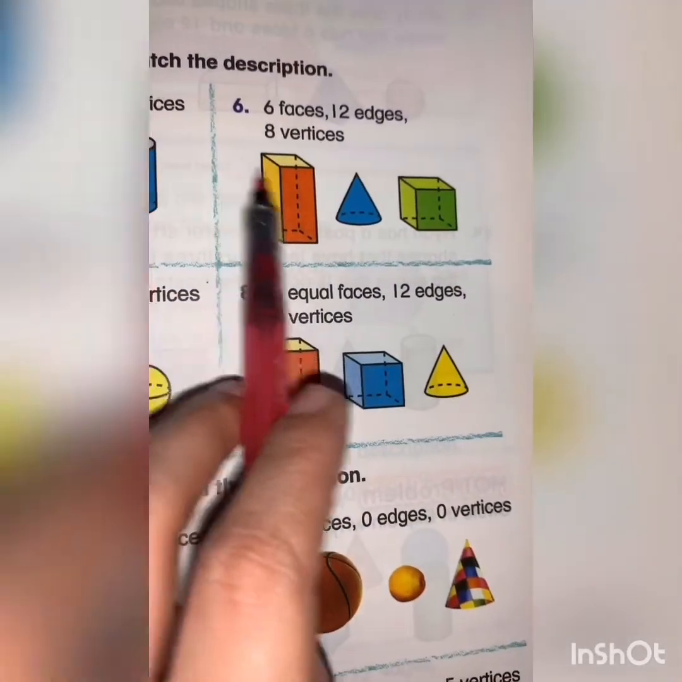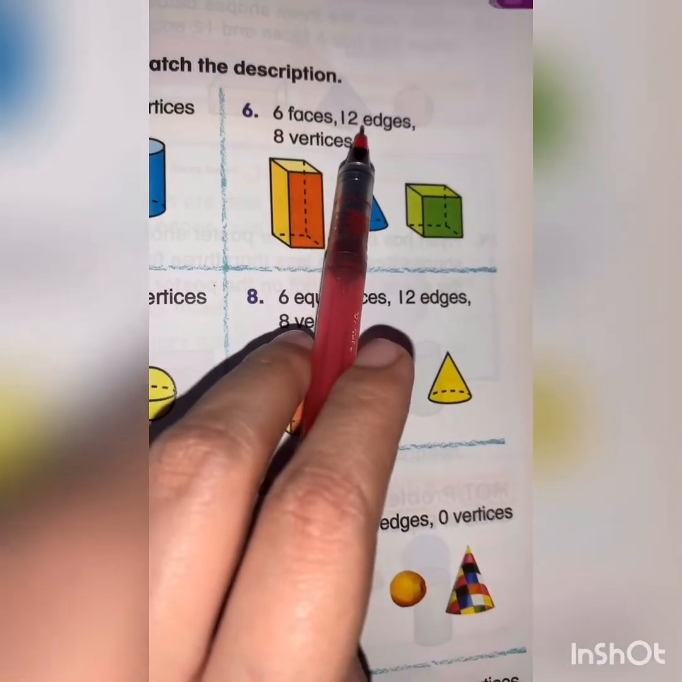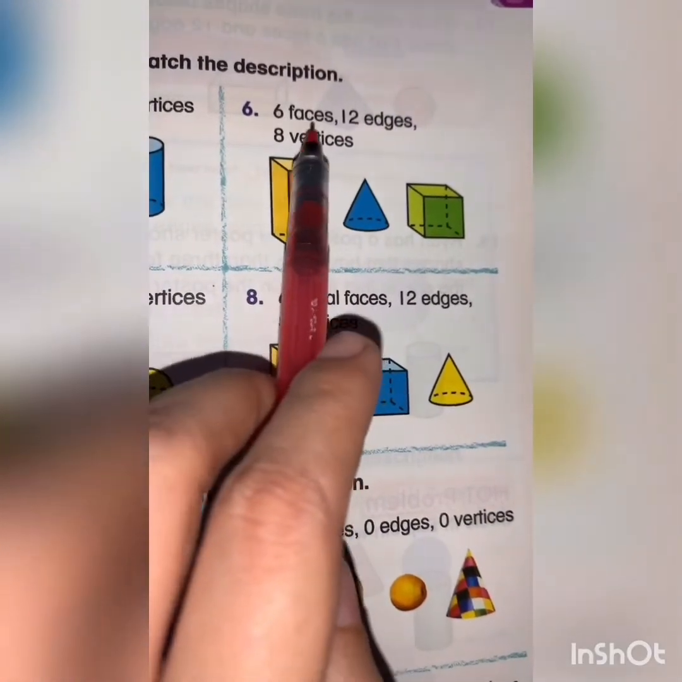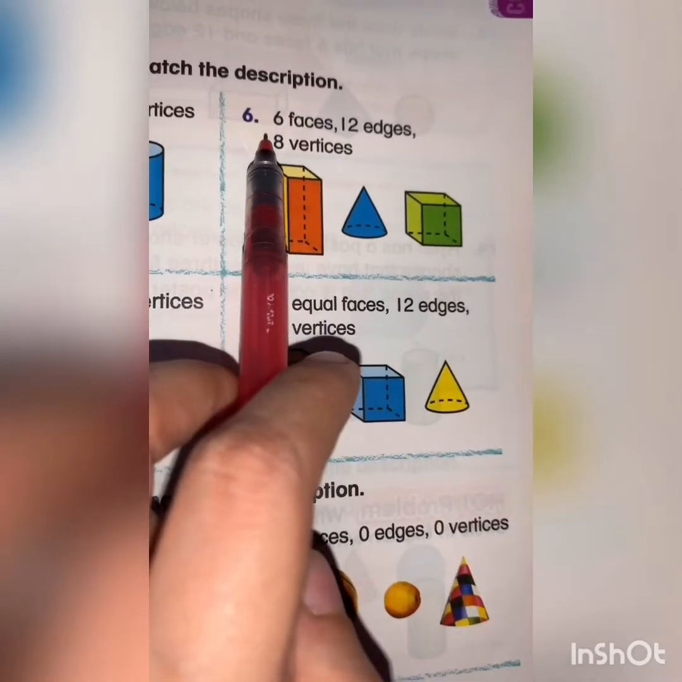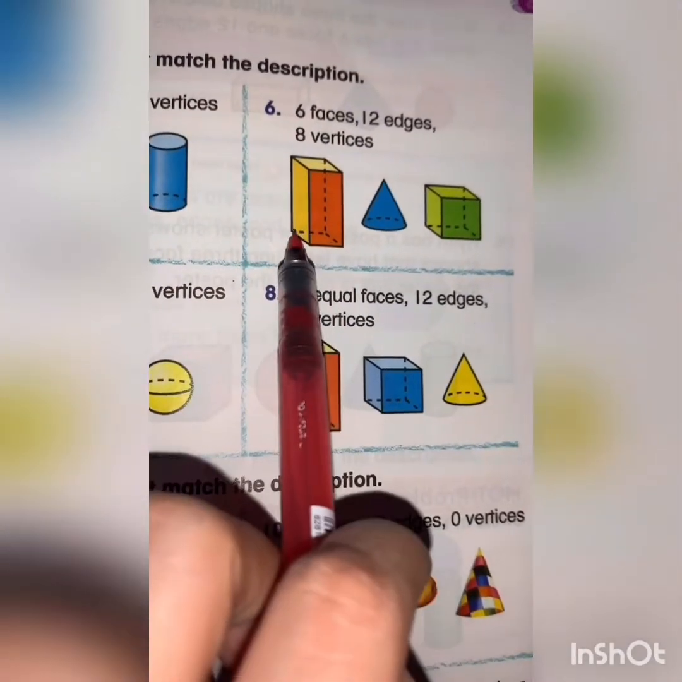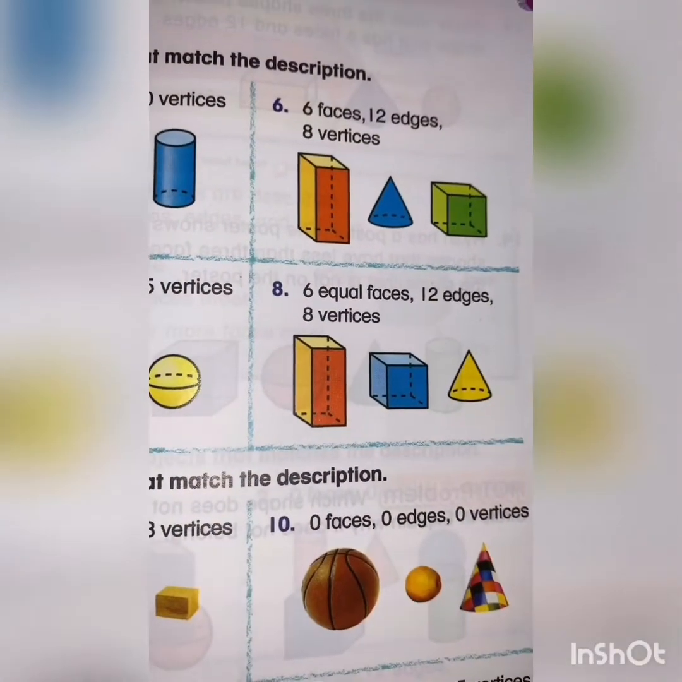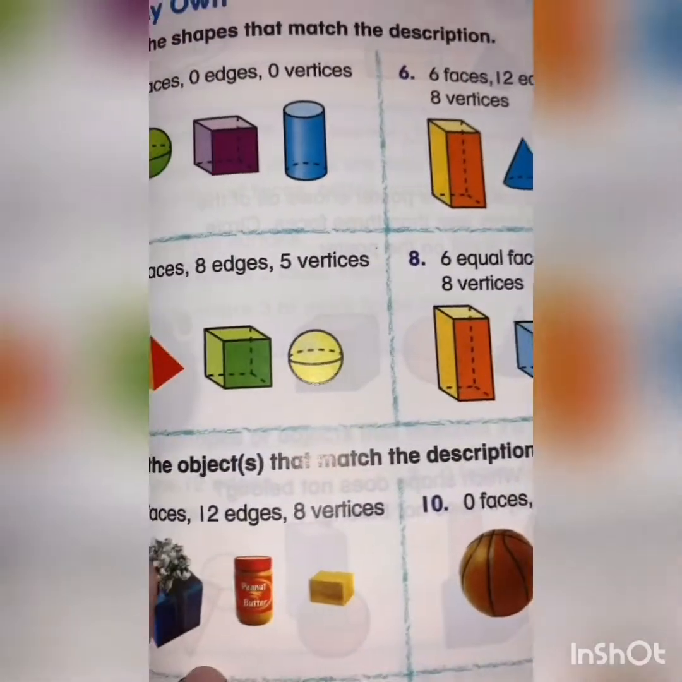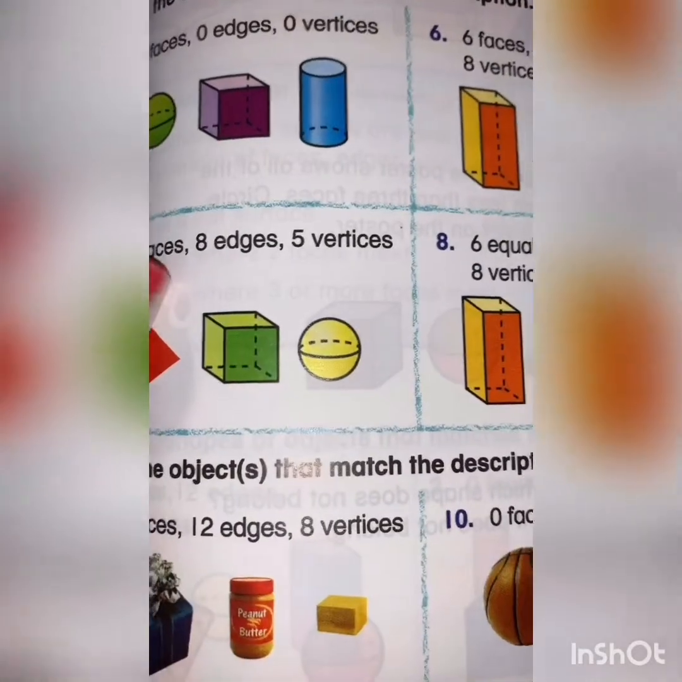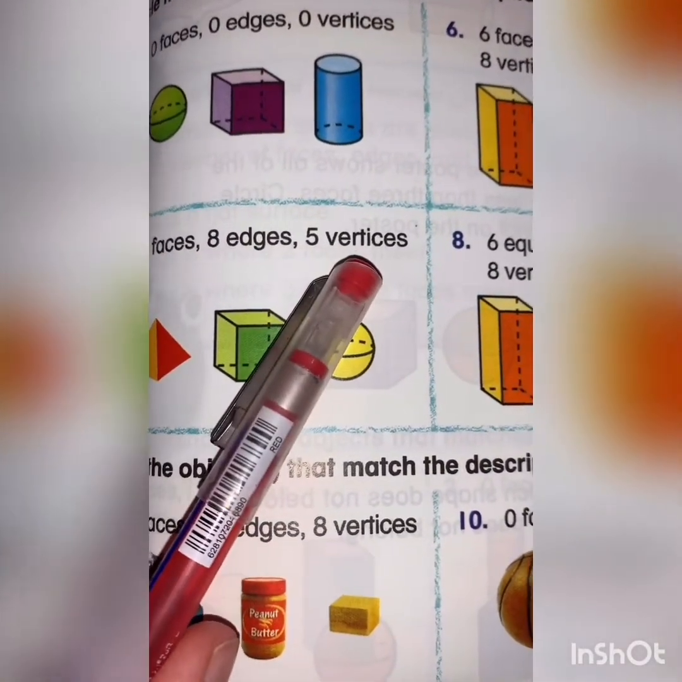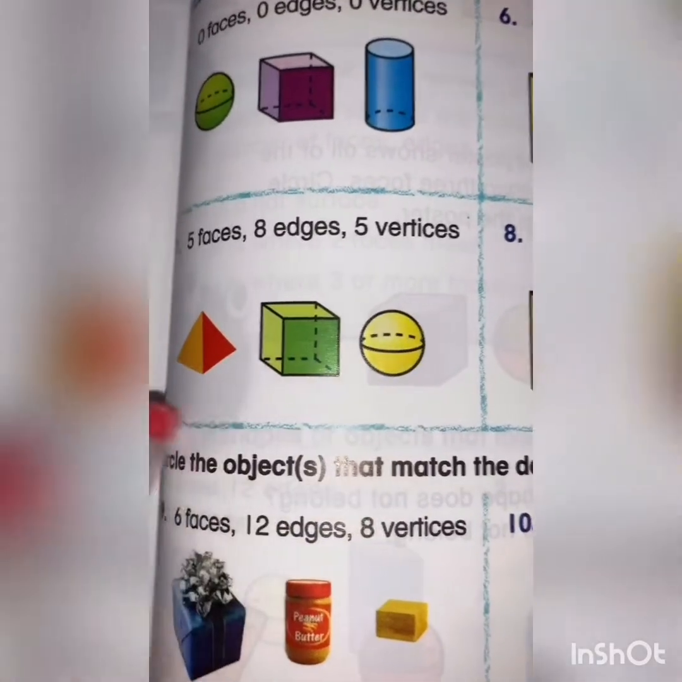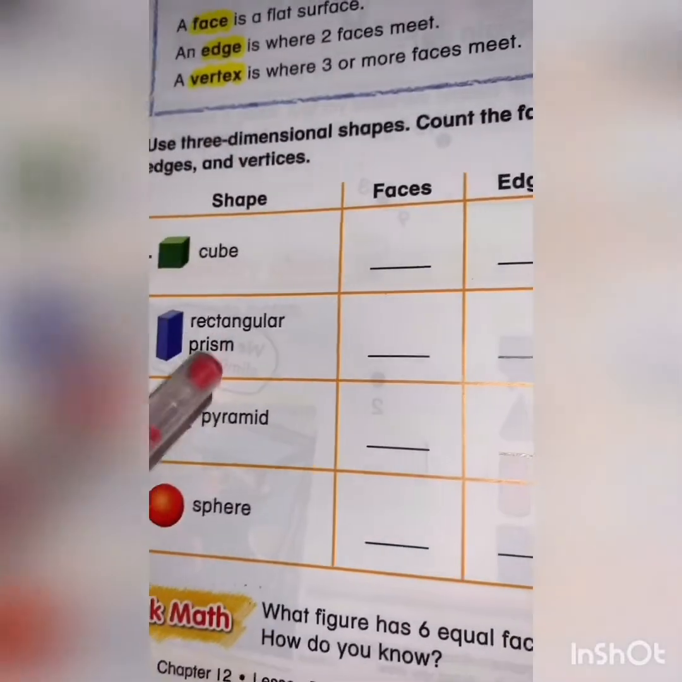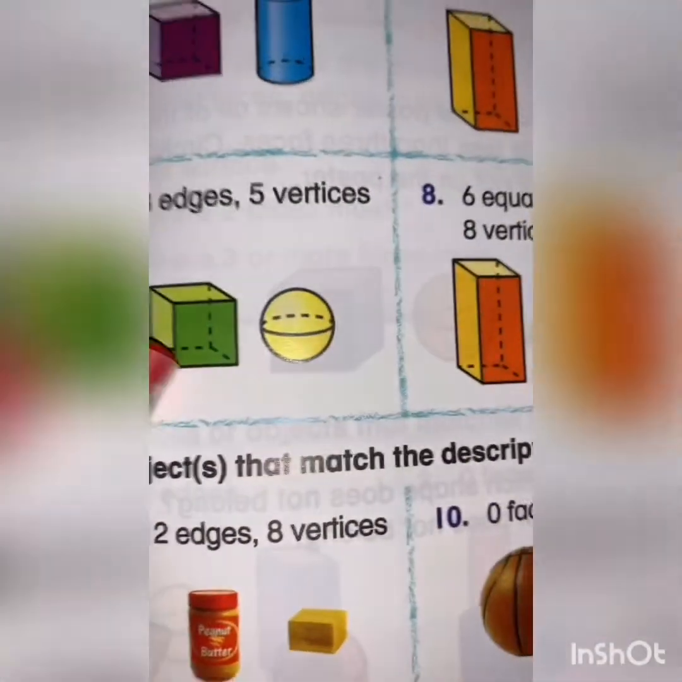Here number 6, which shape has 6 faces, 12 edges, and 8 vertices? These numbers can be for both shapes, the rectangular prism and the cube. We agreed that both of them have the same number of faces, edges, and vertices. Number 7, which shape has 5 faces, 8 edges, and 5 vertices? The one that we have just mentioned in number 3, which will be the pyramid.